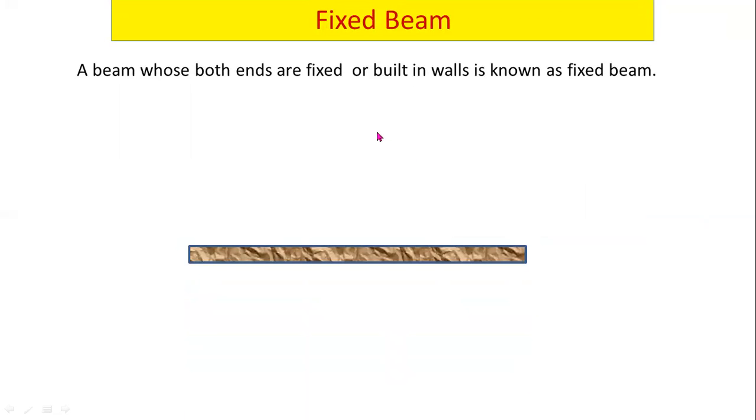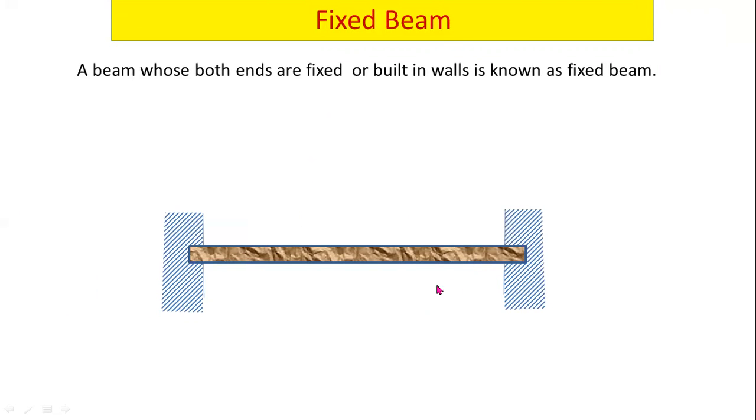Fixed beam or built-in support beam. A beam whose both ends are fixed or built into walls is known as a fixed beam. F1, F2 are the transverse loads. AB is the fixed beam. Here these two are the fixed ends.